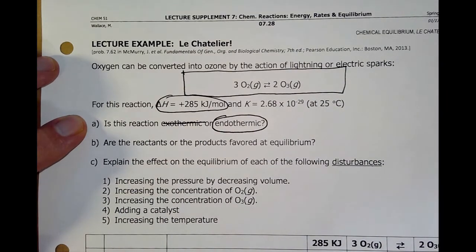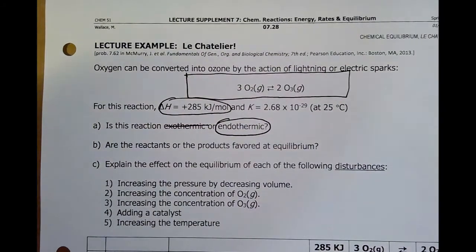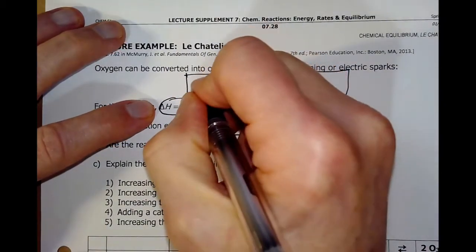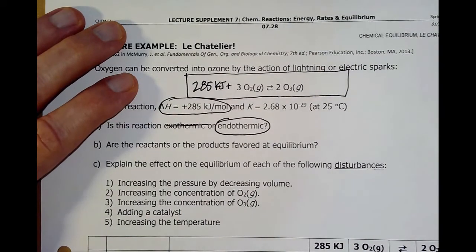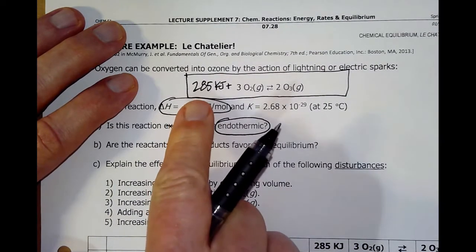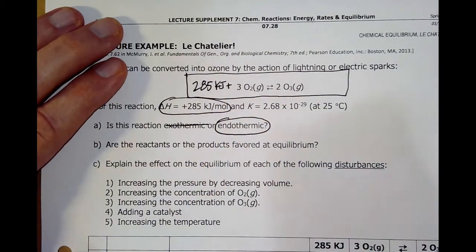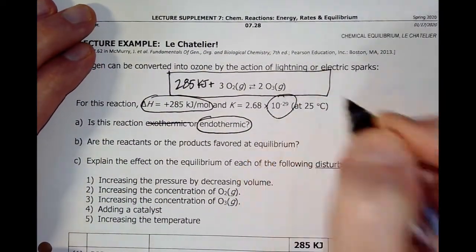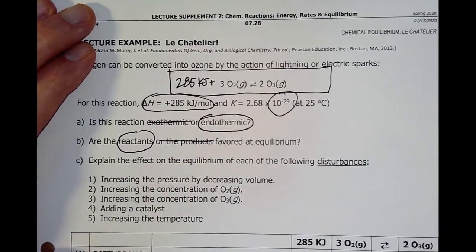Now we can do something kind of weird. Remember, endothermic means heat is added in to make the reaction happen. Heat is pulled from the surroundings to make this reaction happen. Heat is a reactant. So I could write this 285 kilojoules right there. It's endothermic. It takes 285 kilojoules for every 3 moles of O2 to be converted to 2 moles of O3. Since we're asking whether reactants or products are favored at equilibrium, well, that's a pretty small number. Not much of this product is made.